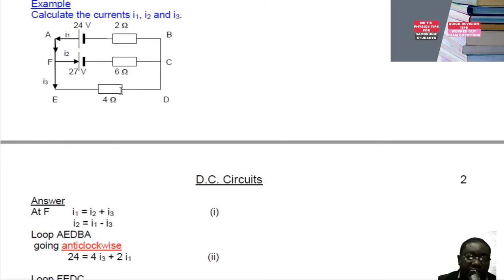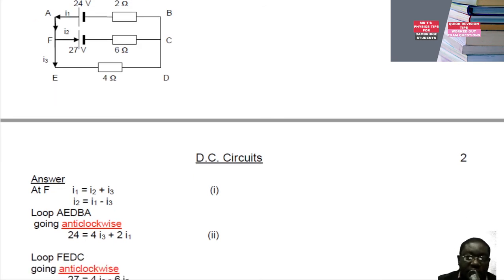So 4I3 here and 2I1. So this is equal to that in that loop here. Now if you consider loop FEDC, there's this one. This one has one power source again. So it's going to be the algebraic sum of EMFs, we only have 27. So it's going to be 27.